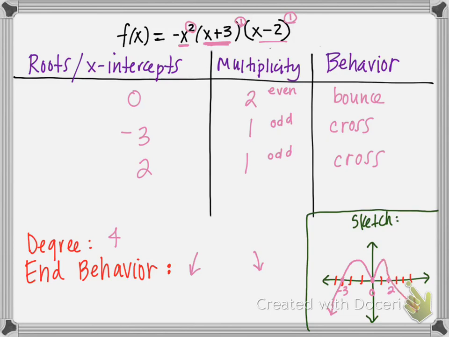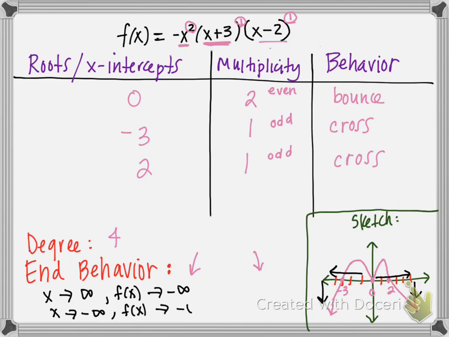So there's our sketch. And I'm going to write the end behavior in mathematical terms. As x approaches infinity, so as you're moving along the x-axis, the y values are getting smaller. So f of x, as your y values, is approaching negative infinity. And as x approaches negative infinity, your y values again are decreasing. So f of x is approaching negative infinity.